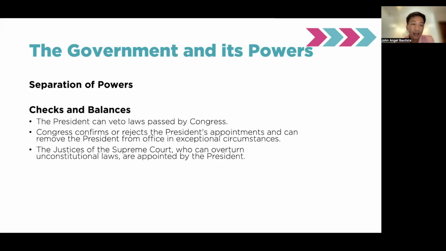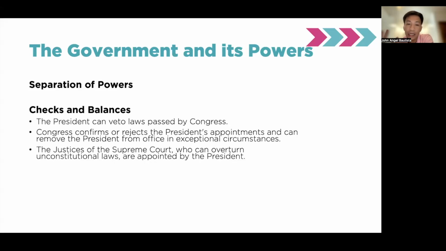On the part of Congress naman, the Congress can confirm or reject the appointments of the president, gaya nga nung sinabi ko sa inyo kanina. Ilan ba yun na appointees ni President Duterte ang hindi kinonfirm yung appointment? And they can remove the president from office in exceptional circumstances, no? So in impeachment proceedings, pwedeng tanggalin sa kanyang position. Not just the president, but all the impeachable officials: the president, the vice president, the ombudsman, the justices, and the members of the constitutional commissions. And the justices of the Supreme Court, which is the Judicial Department, can overturn unconstitutional laws.